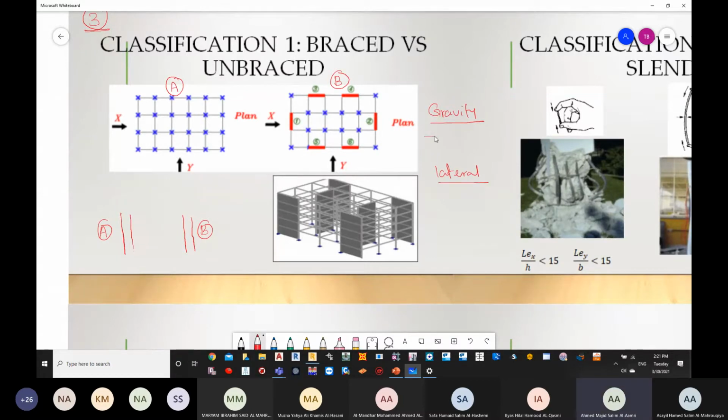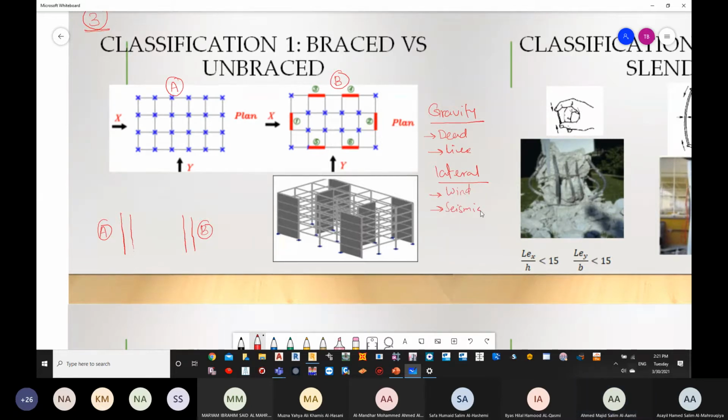When we talk about gravity, we talk about dead and we talk about live. Why do we call them gravity? Because they go in the same direction as gravity. Everything in terms of dead and live, its own weight, is going down only. Lateral loading, we are talking about wind and we are talking about earthquake or seismic.